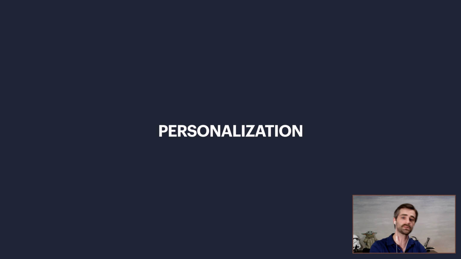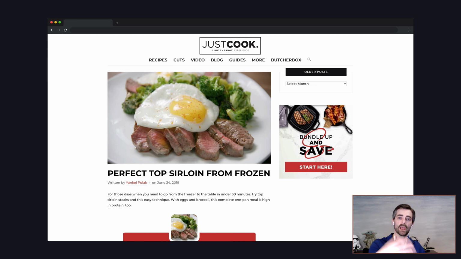So another use case is personalization. Any dynamic content, personalization being one of those. As part of the proof of concept that we did with ButcherBox, we took a look at their website and we noticed that they have these recipe pages that they have for search engine stuff.